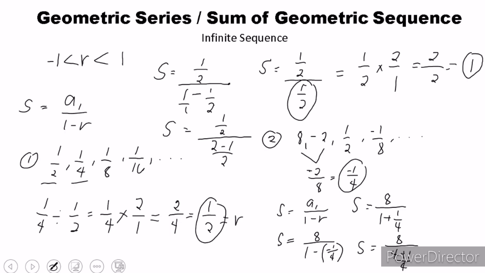So 4 plus 1. That will give us 8 over 4 plus 1 is 5 over 4, which is equal to 8. Get lang natin yung reciprocal nun, times, that's 4 over 5. 8 times 4 is 32 over 5. So, 32 over 5 yung sum ng kanyang infinite geometric sequence.